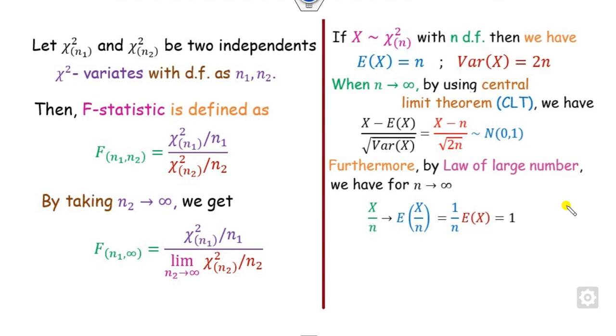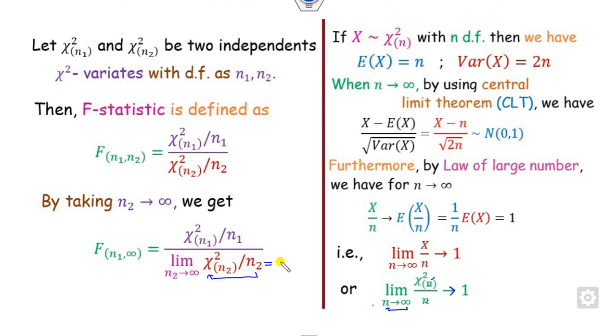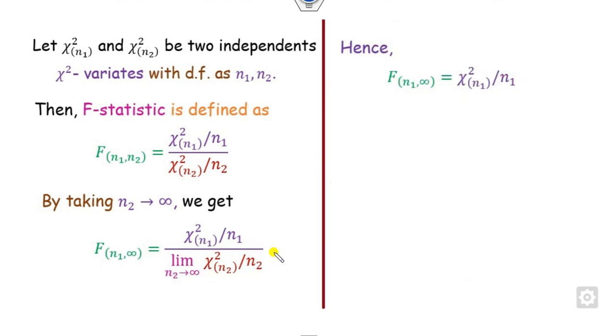So what is the meaning of that? Whenever n approaches infinity, this portion X by n converges to 1. What is X? X is nothing but my chi-square. So whenever n approaches infinity, where n is my degrees of freedom, this limit goes to 1. Therefore, what is the value of this? This is nothing but my 1.